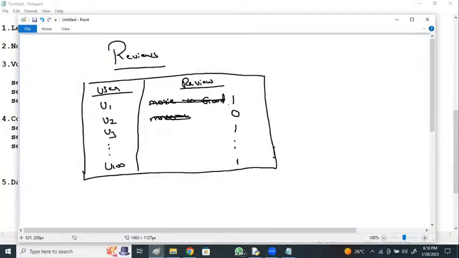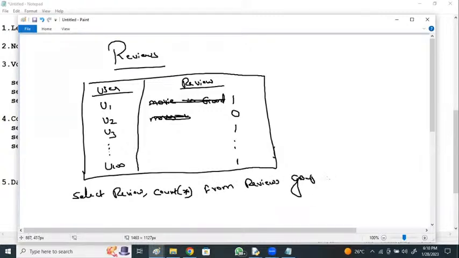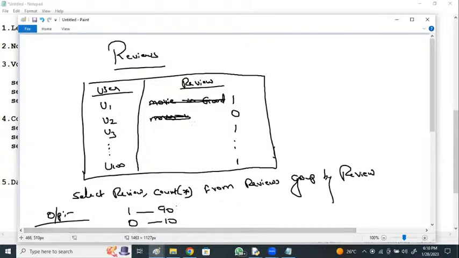Can you write an SQL query to count the number of ones and zeros, meaning how many are saying it's good and bad? We can write an SQL query for this: select review, count from reviews table, group by review. What is the output? Zeros and ones, and the count: 90 people saying the movie is good, 10 people saying the movie is bad, assume.